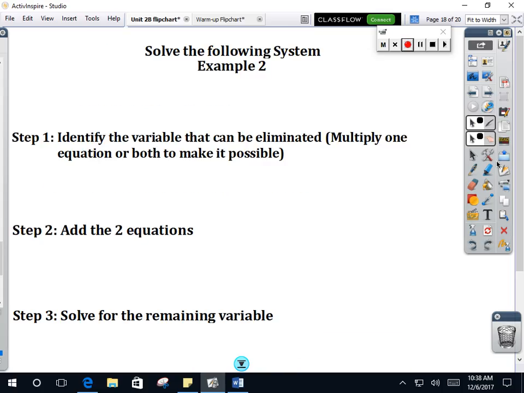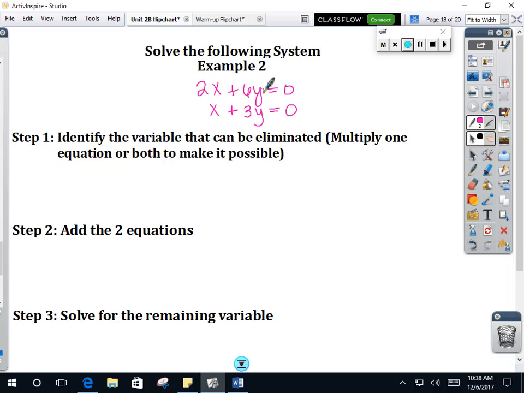Okay, example 2 is 2x plus 6y equals 0 and x plus 3y equals 0. Okay, step 1 says identify the variable that can be eliminated. Can the x's be eliminated right now? No, because that's a 2, that's a 1. So not only are they not the same coefficient, they're also not opposites, they're positives.